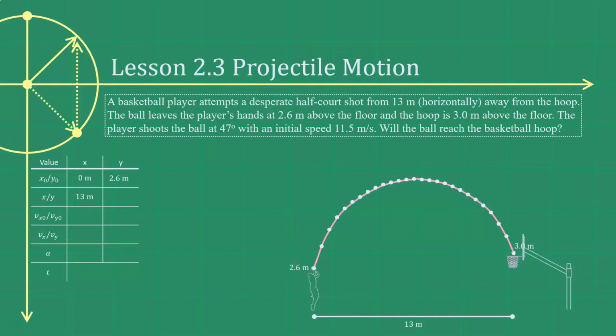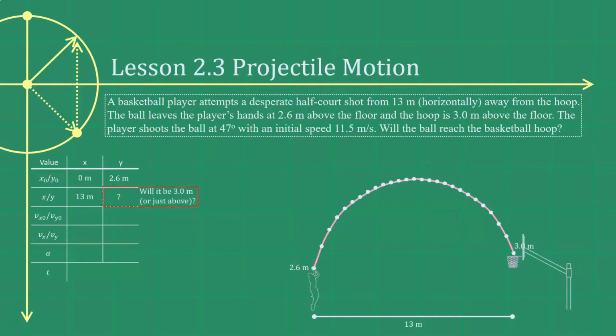But here's the thing. It would seem like my final Y position must be 3 meters, right? But actually, the question is asking, is the ball going to reach the hoop? Is the ball really going to be at 3 meters in the Y dimension when it goes 13 meters in the X dimension? So instead of saying I know it's 3 meters, I don't know. I'm going to just put a question mark. That's the variable I'm trying to find.